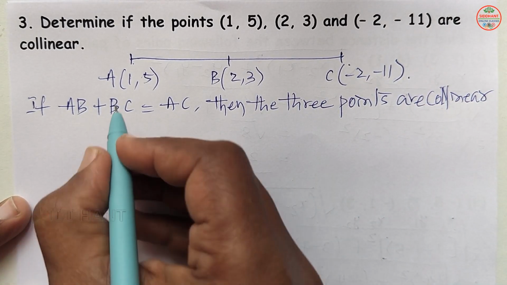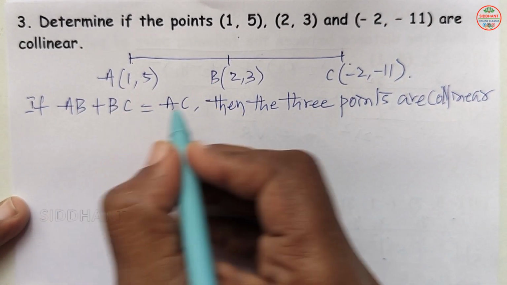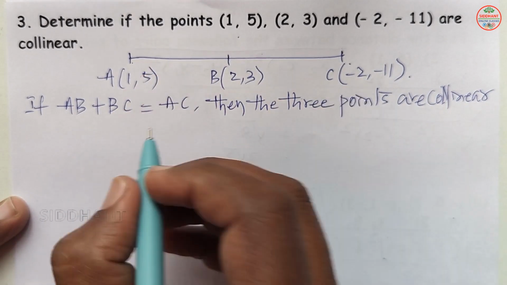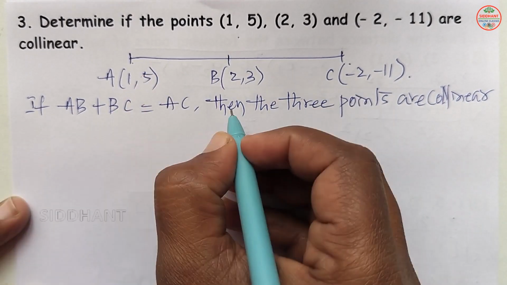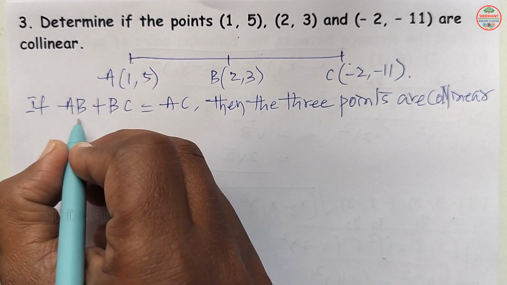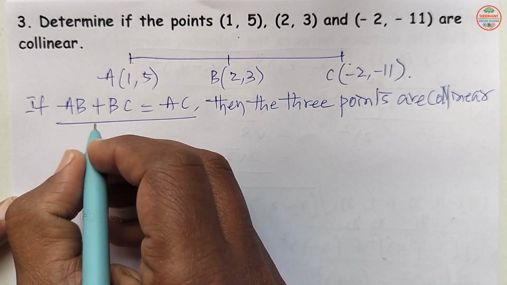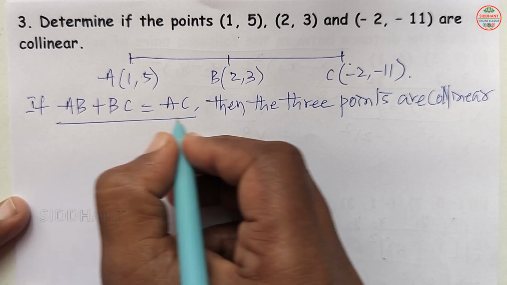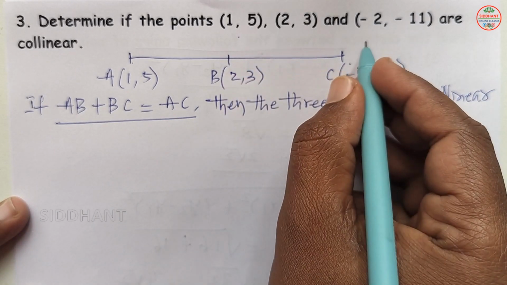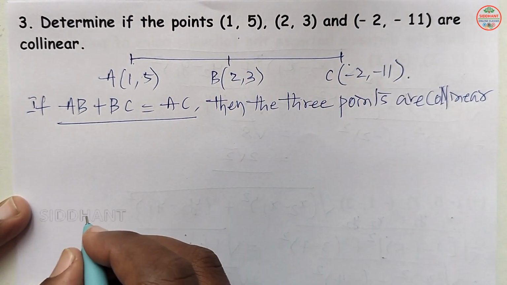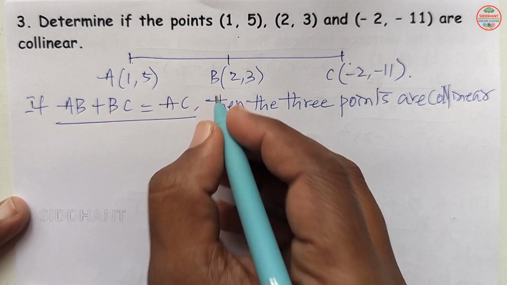So let's see the distance between AB first, next BC, next AC. Then we are going to input the values in this case. So when it is equal, then we can say that the 3 points are collinear. So first we are going to find out the distance between AB.